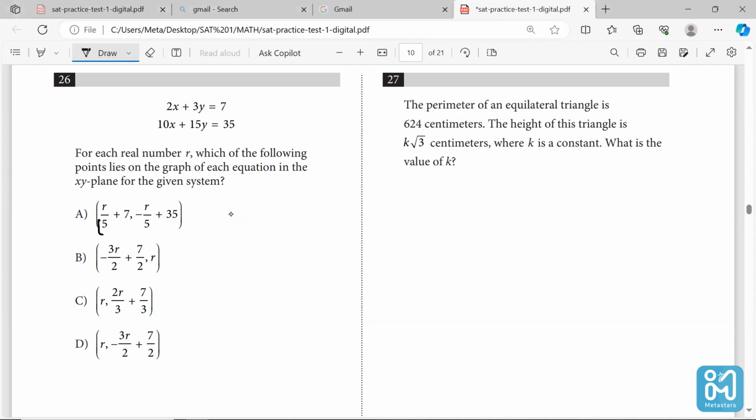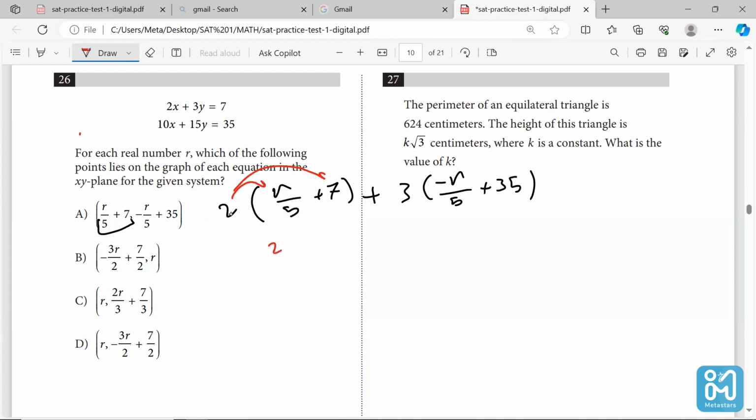Let's plug in this one here. So I have 2 times x, which is r over 5 plus 17, plus, let's plug in the y, 3 times negative r over 5 plus 35. And I will expand this one. How? Do it here and here. So I have 2r over 5 plus 14. Expand the 3 here and here. So I have negative 3r over 5. And 3 times 35 will give us 105. Now, is it possible to give us 7 for the first one? It's impossible. No way. So I will cancel it. Again, this will not give us 7. So I will cancel choice A.